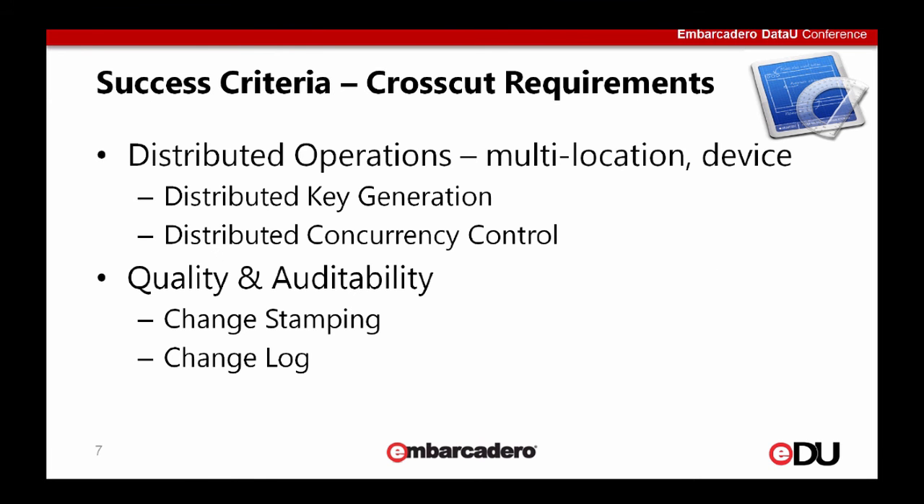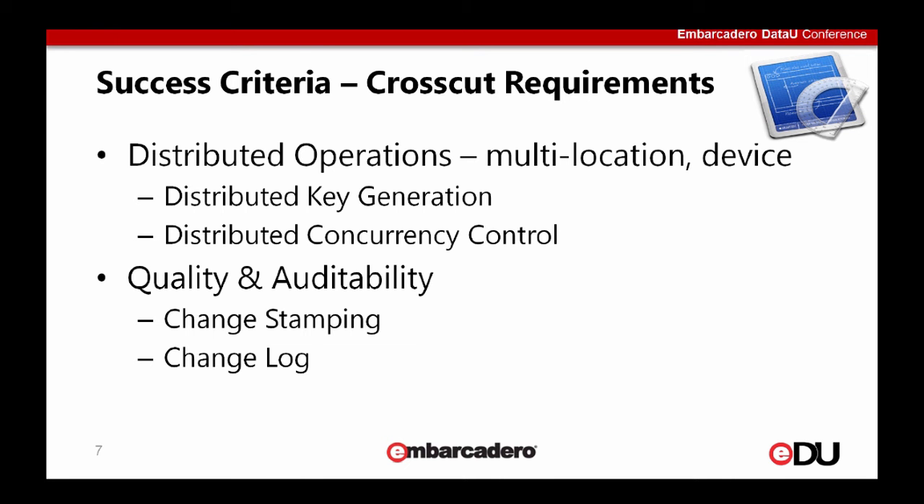So the key success criteria are effectively cross-cut requirements. Because of this distributed operations requirement, we've got to handle distributed key generation. That is to say, there can't be a single source system that's generating all the keys. There has to be a mechanism for that to be done across multiple systems and multiple device types. We've also got to recognize that we've got lots of people working on the same data at the same time, and we've got to have a mechanism for concurrency control, and one that's going to work in this distributed environment.